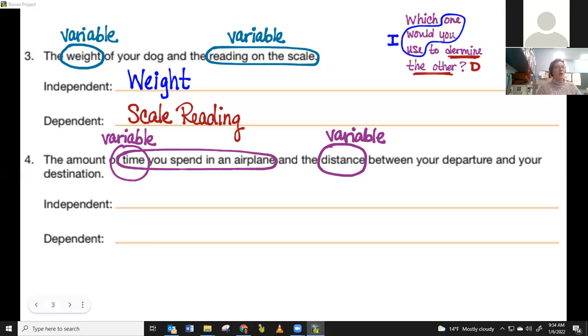I'm going to relaunch the poll. I want to know the first variable up there, time. Would you use the time in the airplane to determine the distance between two things? If that's the case, it'll be your independent variable. Or would you use the distance between two places to determine how much time you're going to spend in the airplane? All right, poll is up again. Do you think it's the independent? Do you think it's the dependent? Or do you think this is one of those situations where you cannot clearly tell?